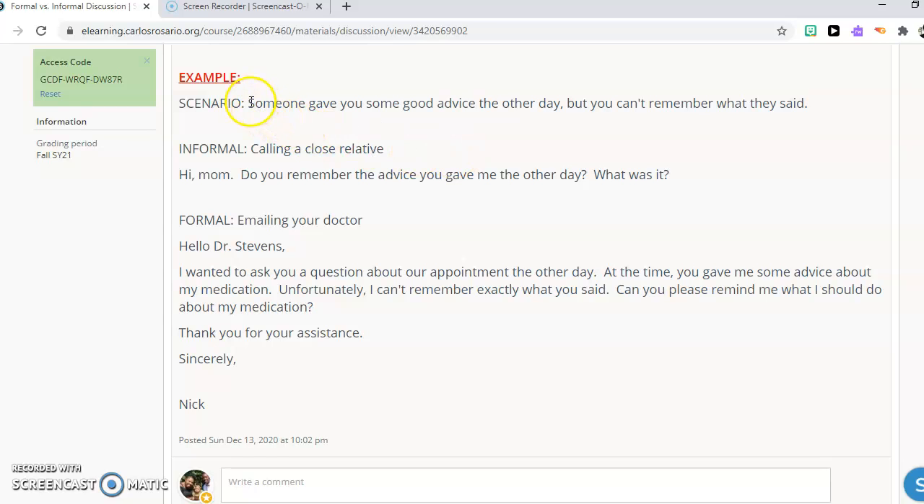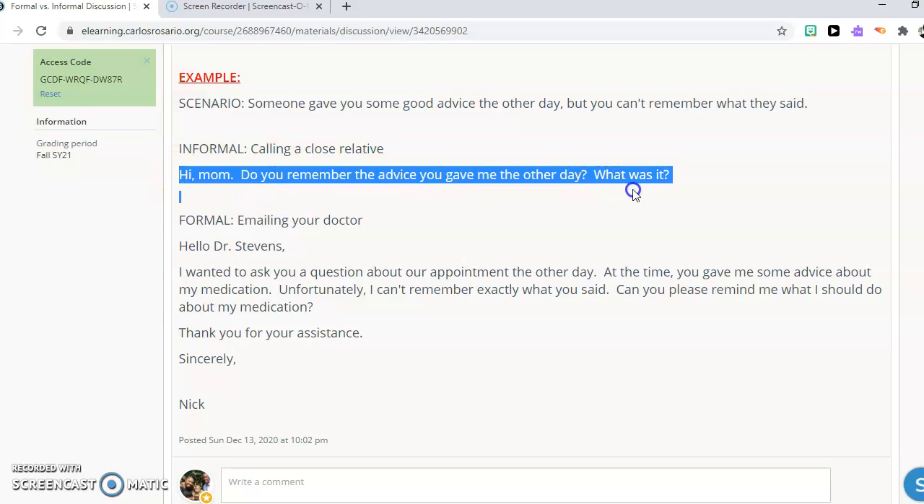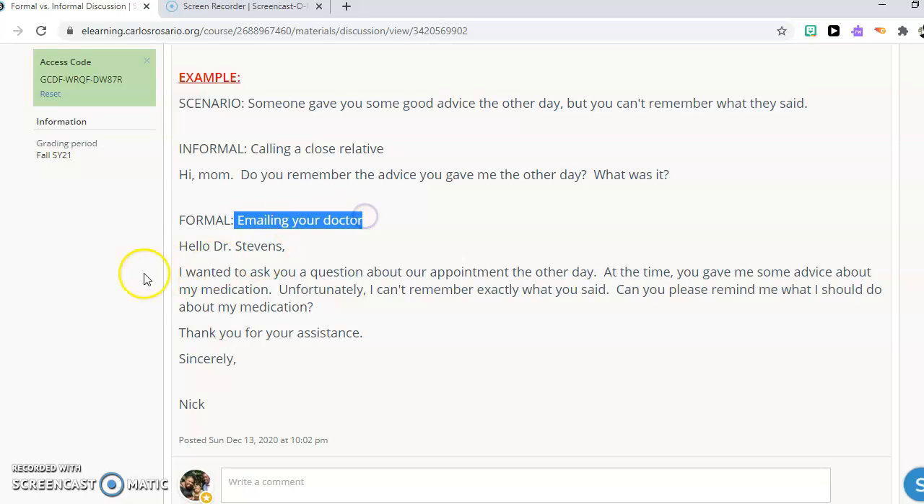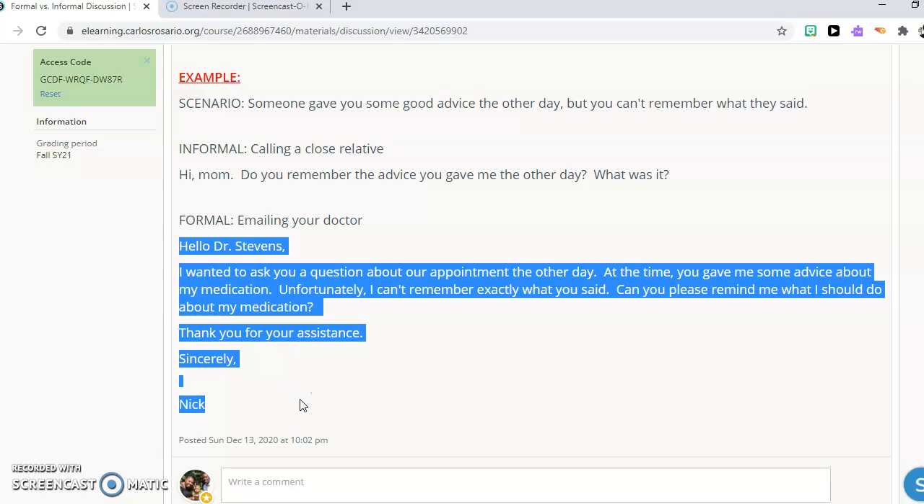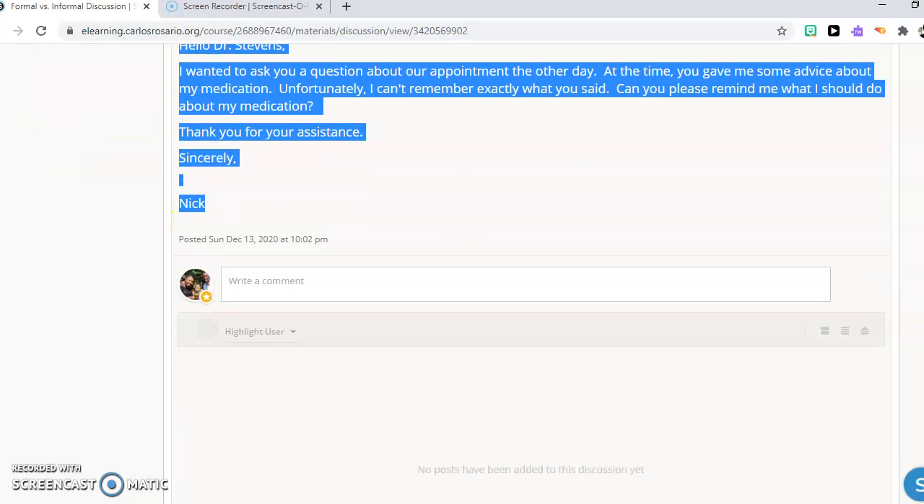So the scenario is someone gave you some good advice the other day, but you can't remember what they said. So you're informal, you call a close family member, and this is what you say to your close family member. And formal, you are emailing your doctor. So this is what you would say to your doctor. Okay, so one is informal, one is formal. So that's what you're going to do here.